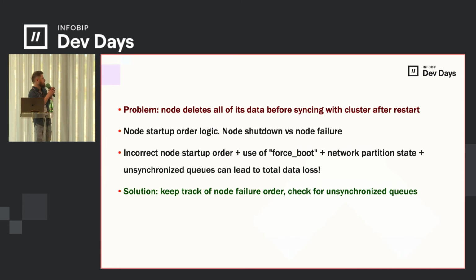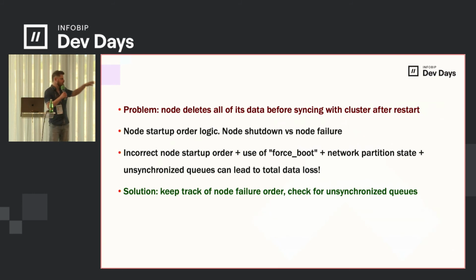Okay, surprise: a node deletes all of its data before syncing with the cluster. If you restart a RabbitMQ node, it will delete all of its data because it assumes the data is obsolete, so it needs to synchronize. That's probably correct logic, but in case you have problems in your cluster, you need to learn about node startup logic, like nodes need to be started in the reverse order, and there's also some difference between normal node shutdown and node failure modes.